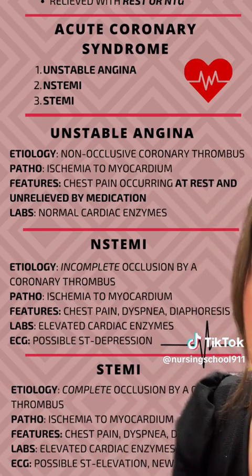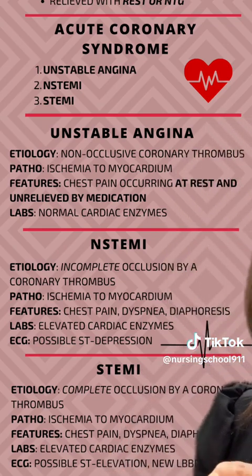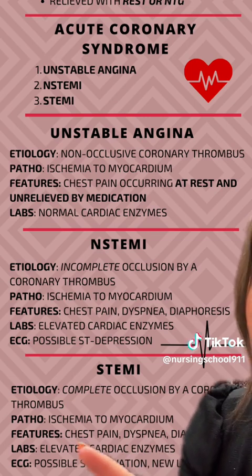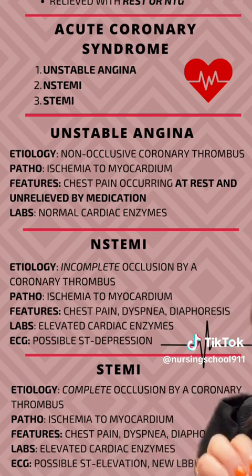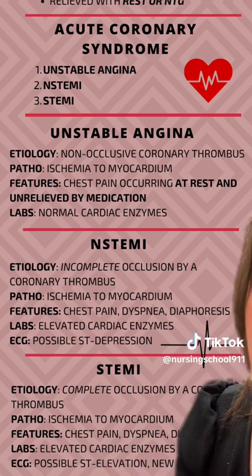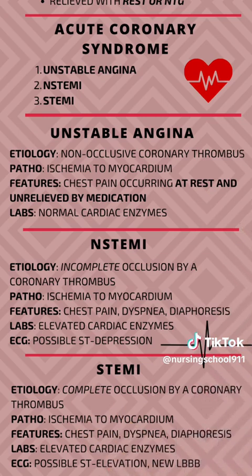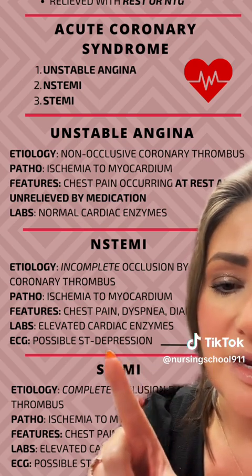So again, there's ischemia to the myocardium, which produces the chest pain. The features are obviously chest pain, dyspnea, diaphoresis. We will have elevated cardiac enzymes, but on top of that, we will see EKG changes. We may see them in the form of ST elevation or a new left bundle branch block. So ST depression, think ischemia.